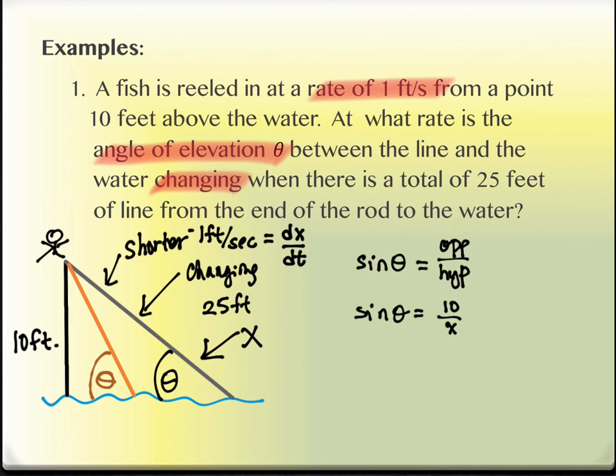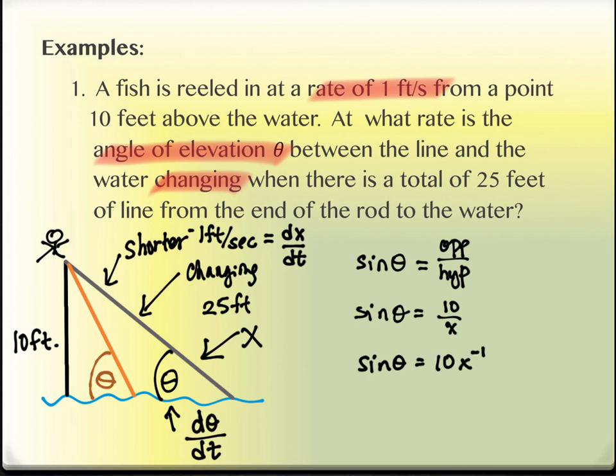And this angle right here, I want to figure out how it is changing. Remember, these are ratios, d theta with respect to time. So I'm going to have a dx and a d theta that I'm going to be using and looking for in this problem. And I do that by doing implicit differentiation. Now, it's much more helpful if I write this as 10x to the negative 1. So we're going to do that.